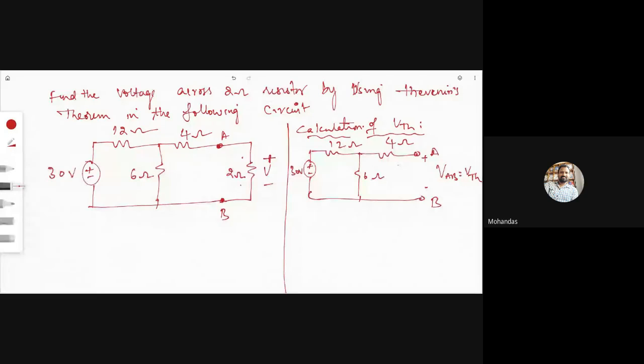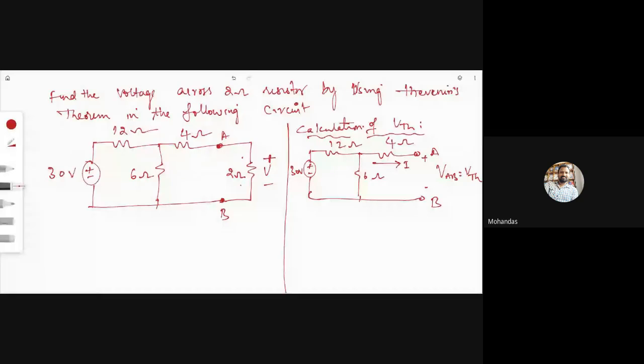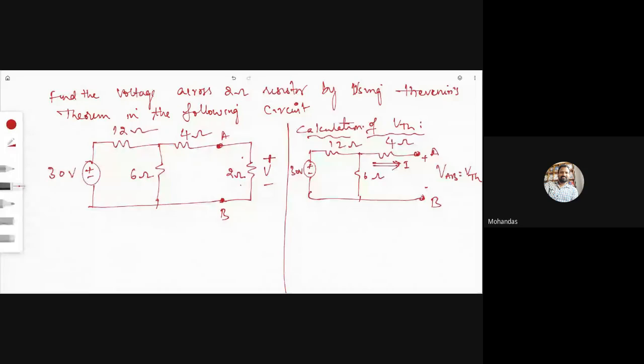Now, can anybody tell me, as it is an open circuit, what is the current flowing through this 4 ohm resistor? Please respond. Yes, sir. There is no current flow in this branch, there is an open circuit. Srivarsha, will current flow through the 4 ohm branch here?